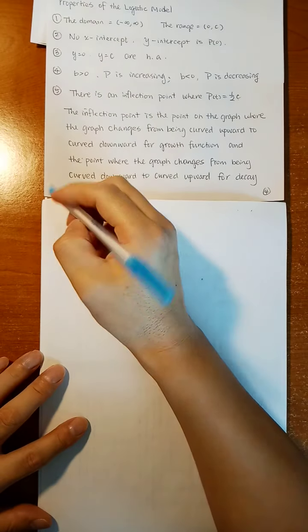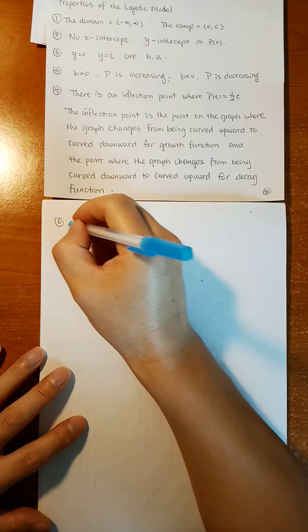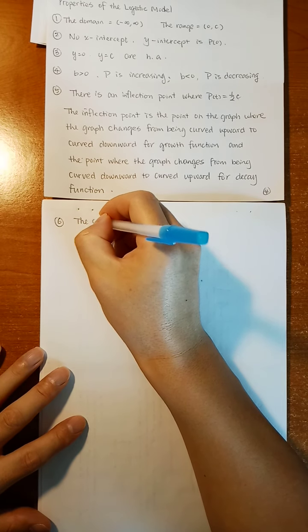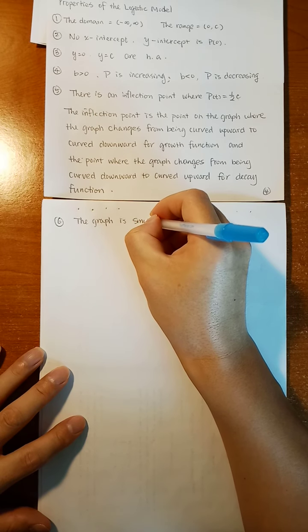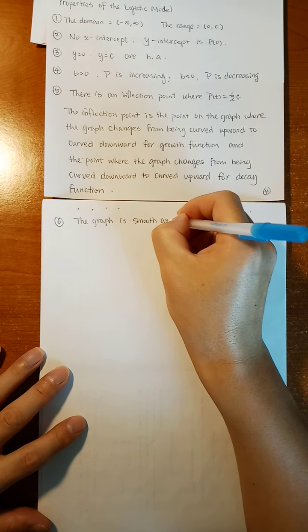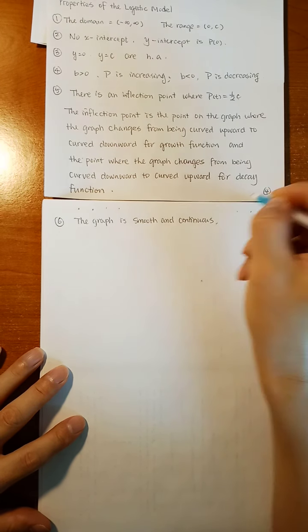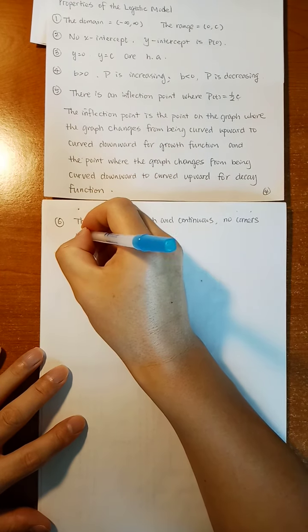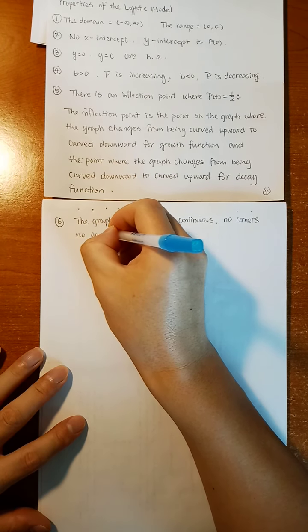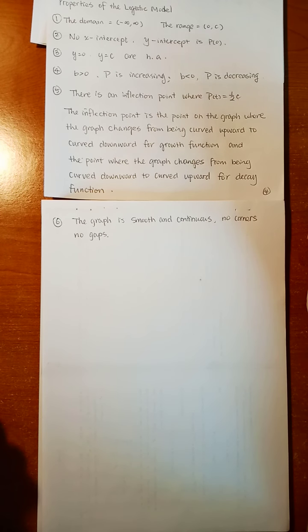The last property is that the graph is smooth and continuous, no corners, no gaps. The graph is smooth and continuous. No corners, no gaps. Okay, those are the 6 properties of this logistic model.